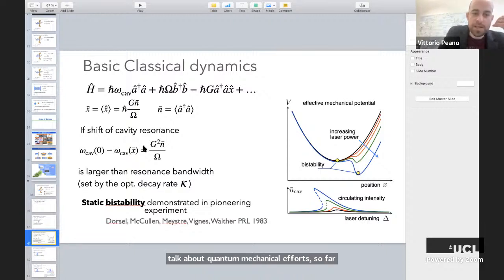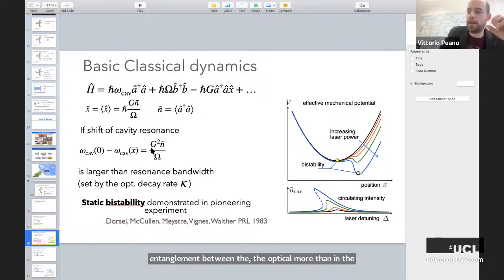So for instance, if I'm in these regimes, I can have cooling to the ground state. I can squeeze the optical light. I can create entanglement between the optical mode and the mechanical modes, all the quantum stuff occurring in the same regime.